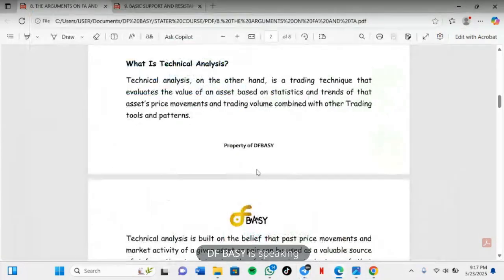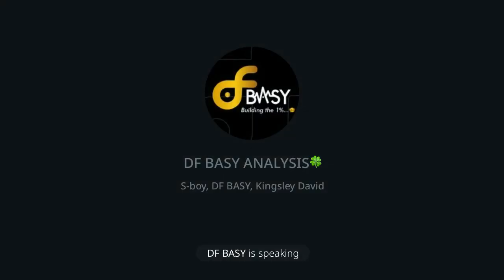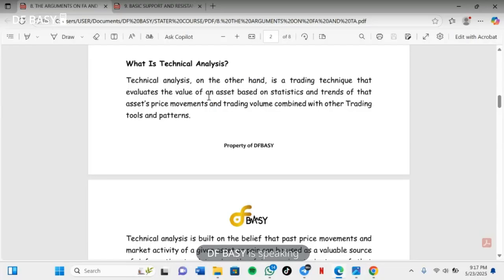So back to what I was saying. Technical analysis, on the other hand, is a trading technique that evaluates the value of an asset based on statistics. Remember I told you guys on the candlestick chart, each candlestick represents volumes, transactions, buying and selling, the transactions that occurred in the market at a certain time, depending on the time frame which you are on.